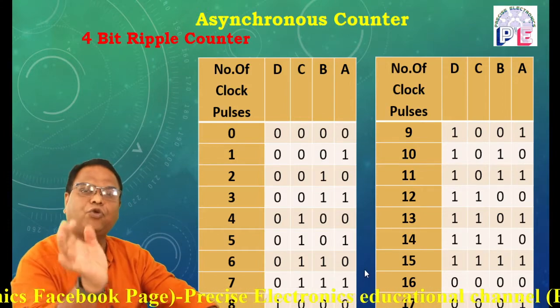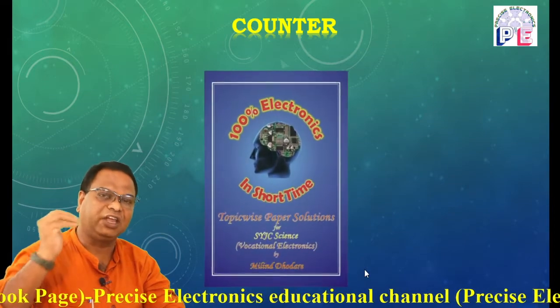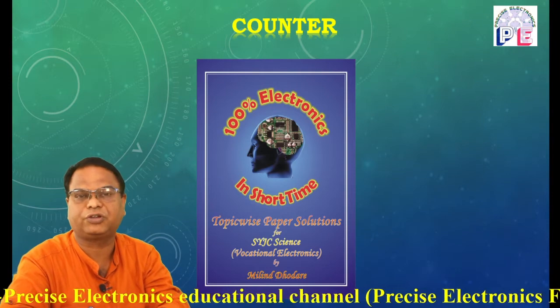So friends, that is the 4-bit ripple counter. Why is it known as a ripple counter? Because in this case the trigger moves like a ripple in water, and it is an asynchronous counter.